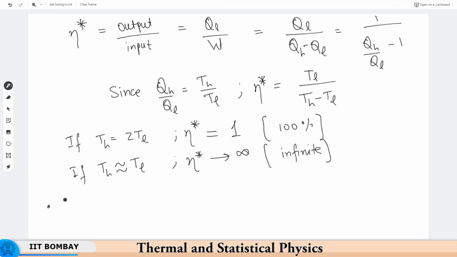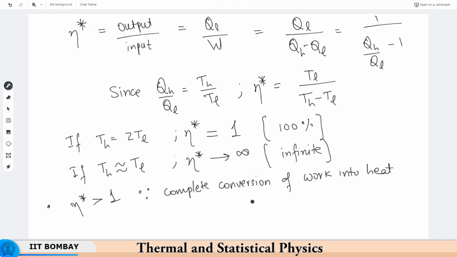So, eta star can be greater than 1 because complete conversion of work into heat is not forbidden by the second law of thermodynamics. This is an important difference.